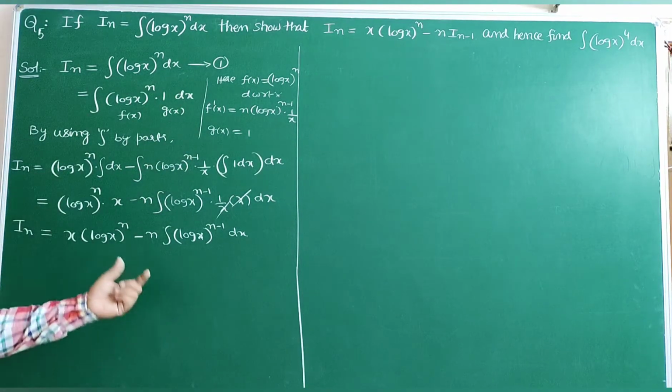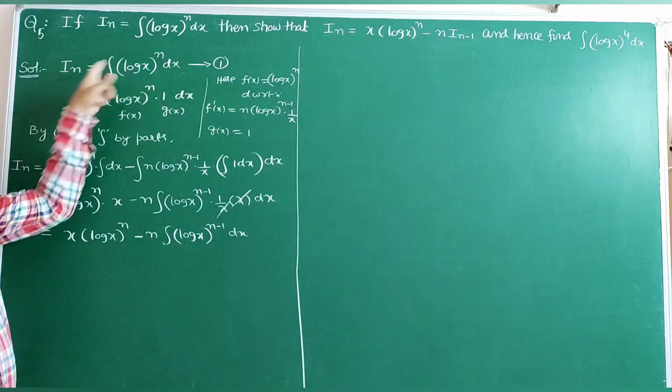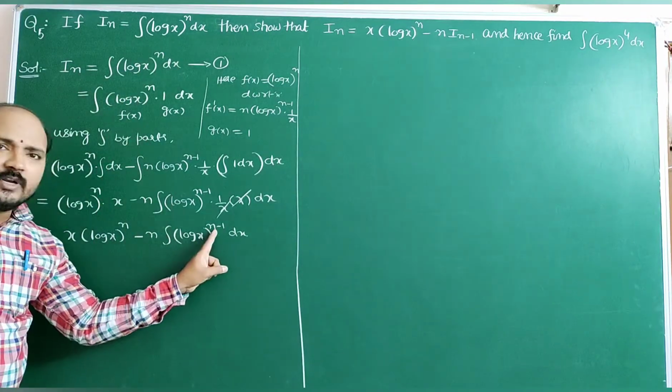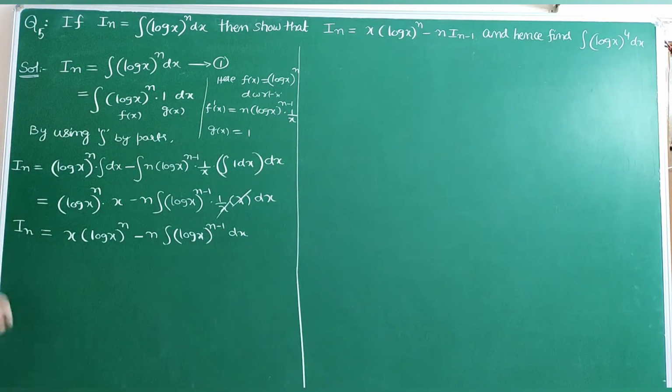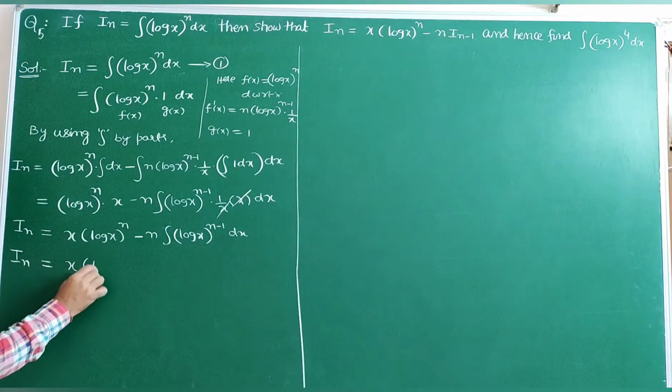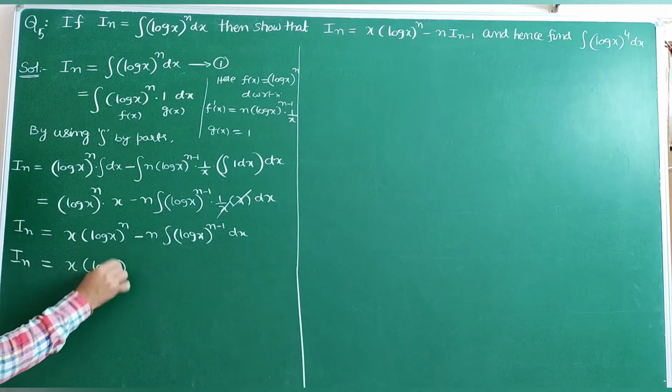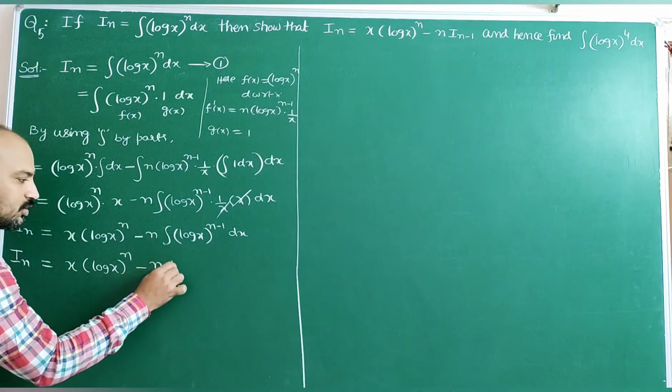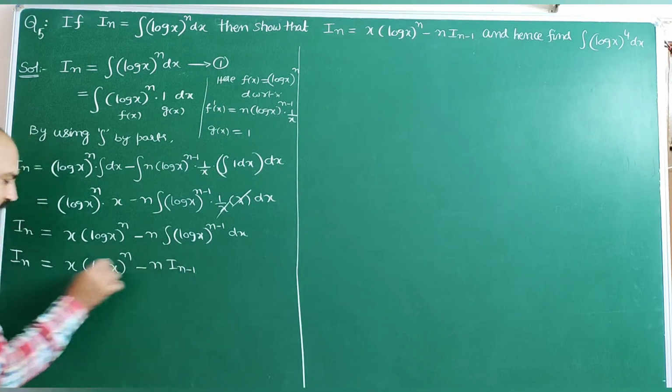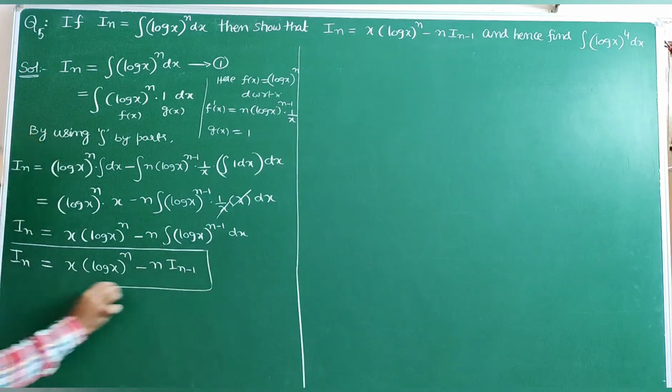That's what they are asking to prove. Here In is there, meaning (log x) whole power n. Here n minus 1 is there, so this integral value goes to be In minus 1. So In is equal to x into (log x) power n minus n into In minus 1. Hence proved.